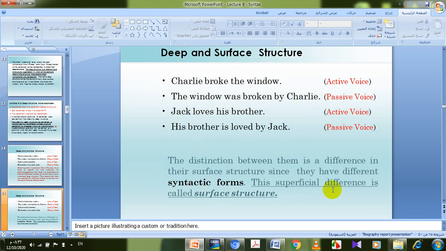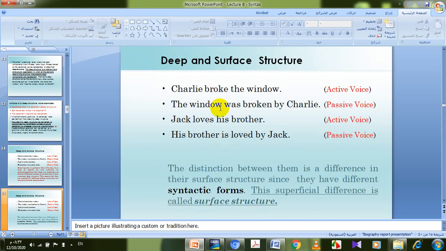Okay, this superficial difference is called surface structure. Charlie broke the window, the window was broken by Charlie. It was Charlie who broke the window. So all these different forms, or different syntactic forms, are the surface structures. Okay, good.